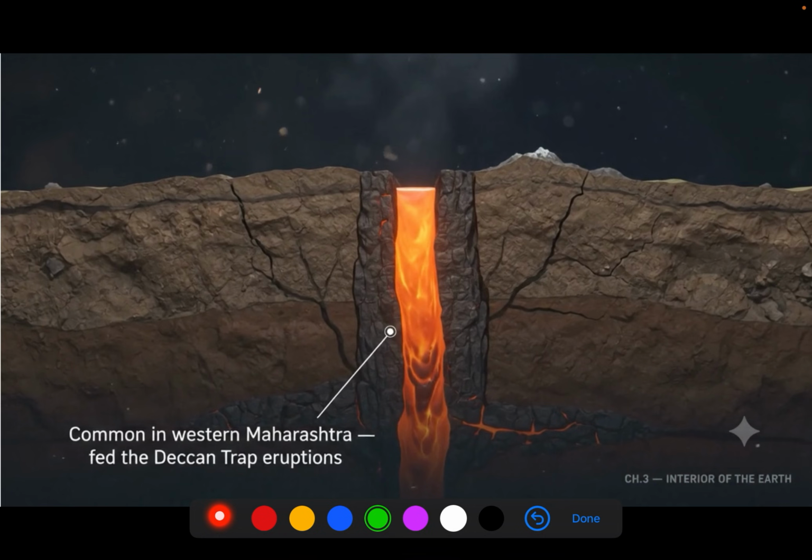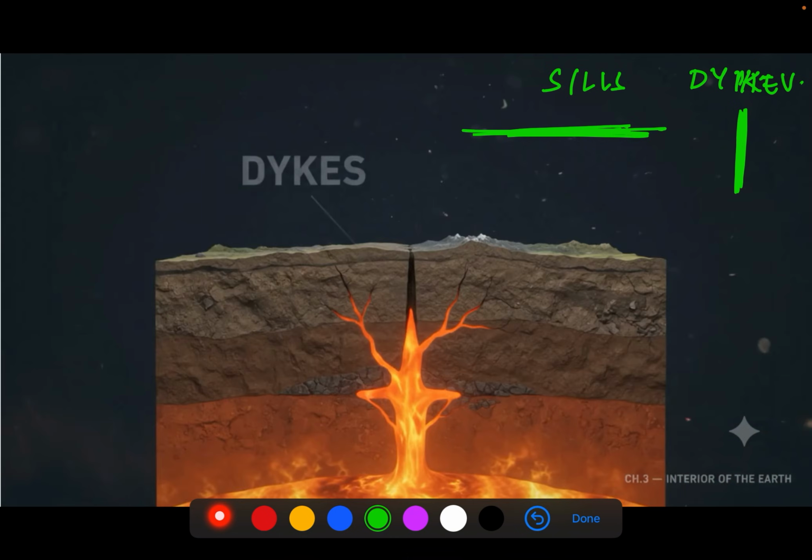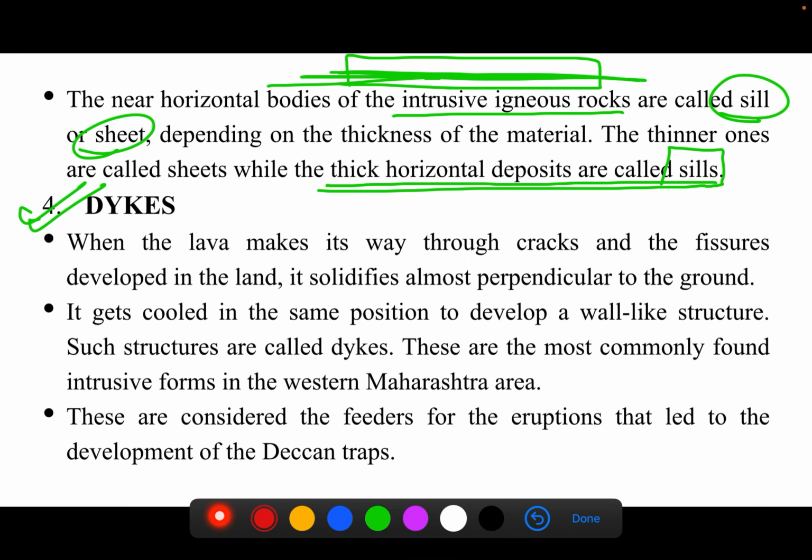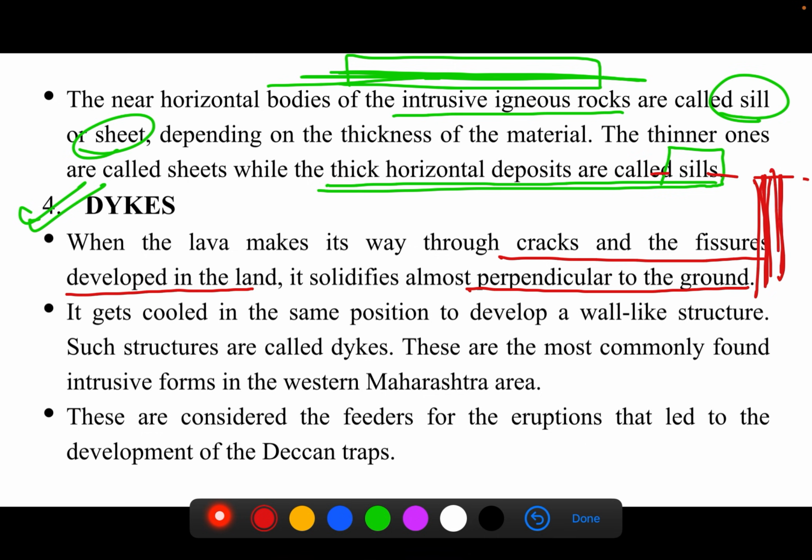Alright, so you can see that sills and dikes are opposite. Sills were solidifying like this. Dikes are solidifying vertically. Sills solidified horizontally. That's the only difference, right? Let's study. When the lava makes its way through the cracks and fissures developed in the land, it solidifies almost perpendicular to the ground. This is the ground and this is perpendicular, so it solidifies like this inside the crust. It gets cooled in the same place to develop a wall-like structure. Such structures are called dikes.